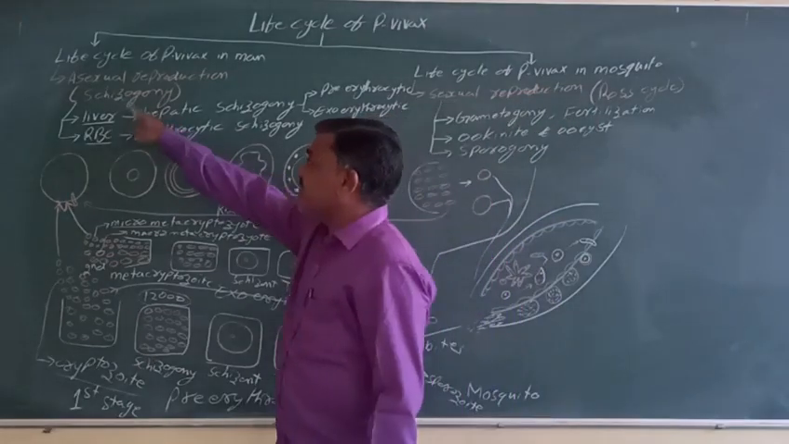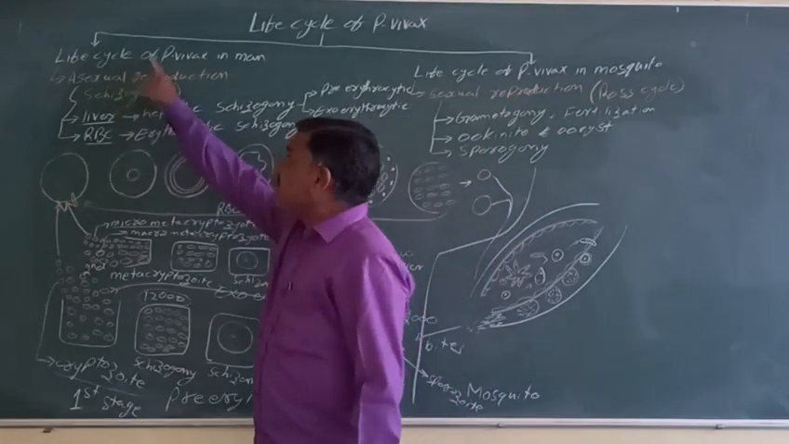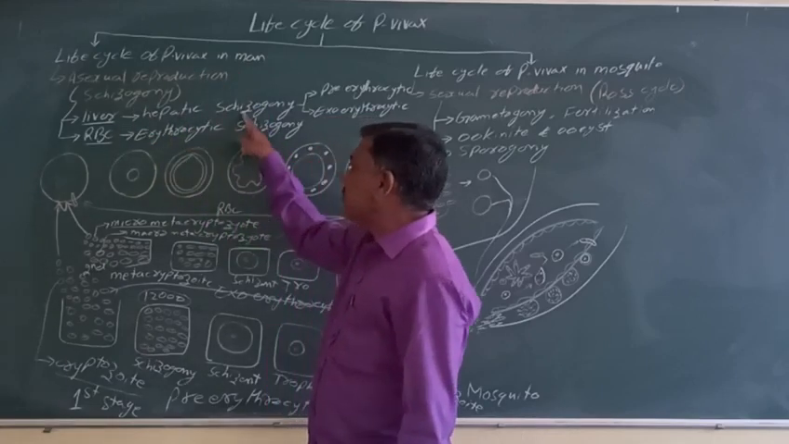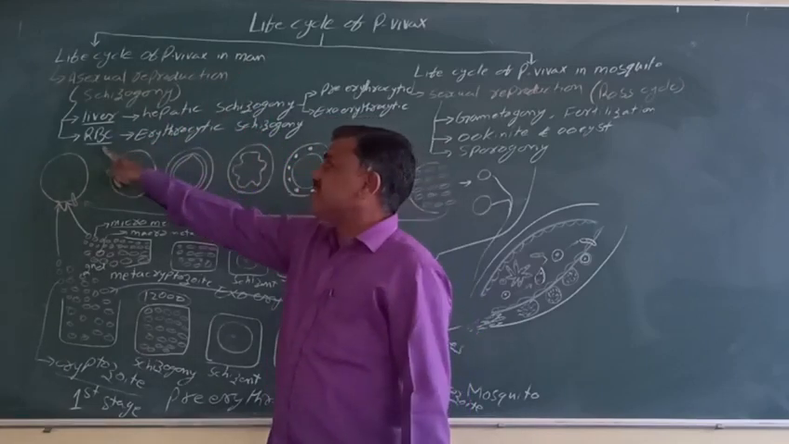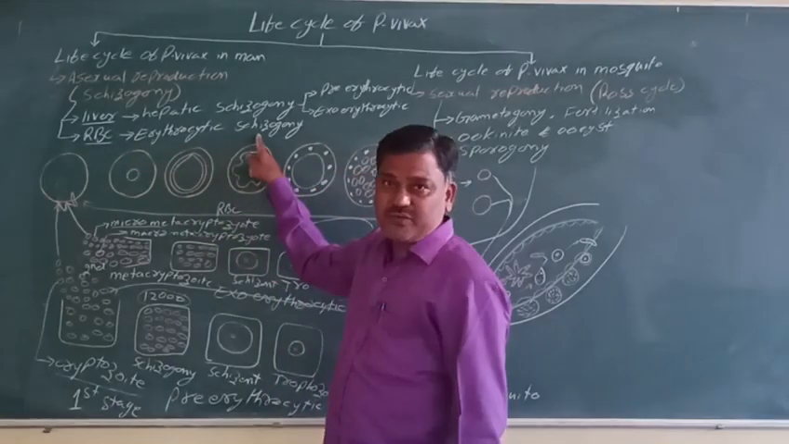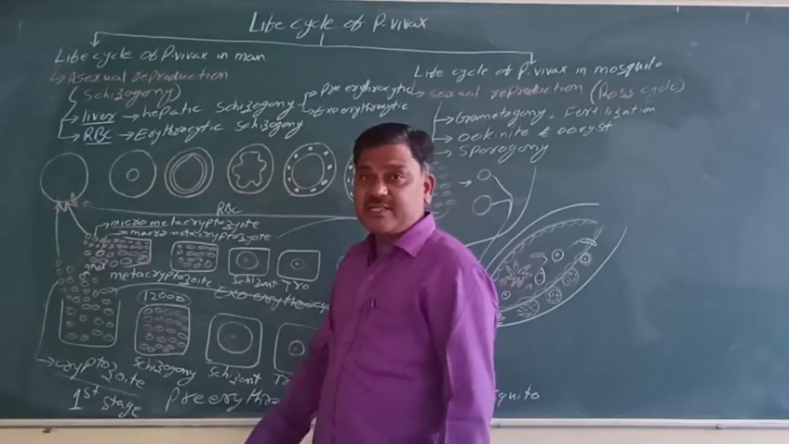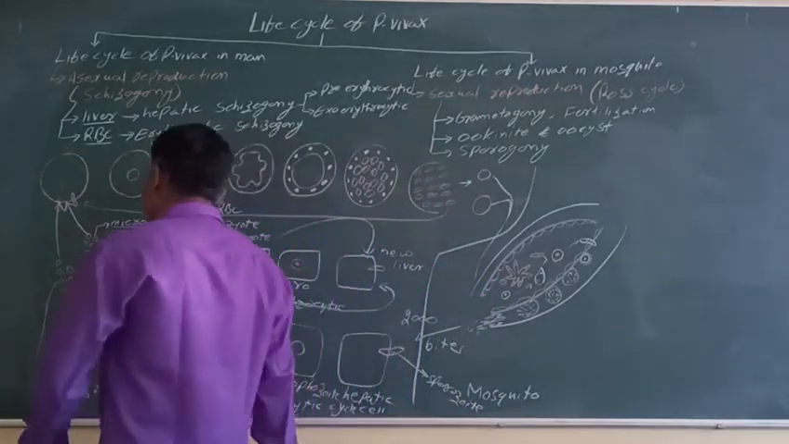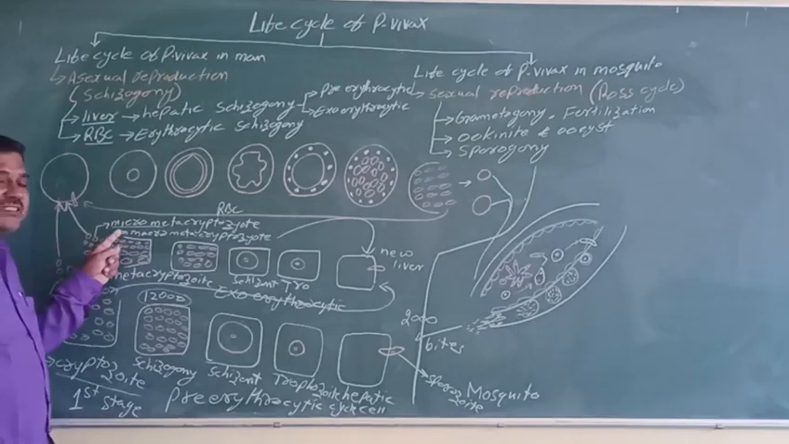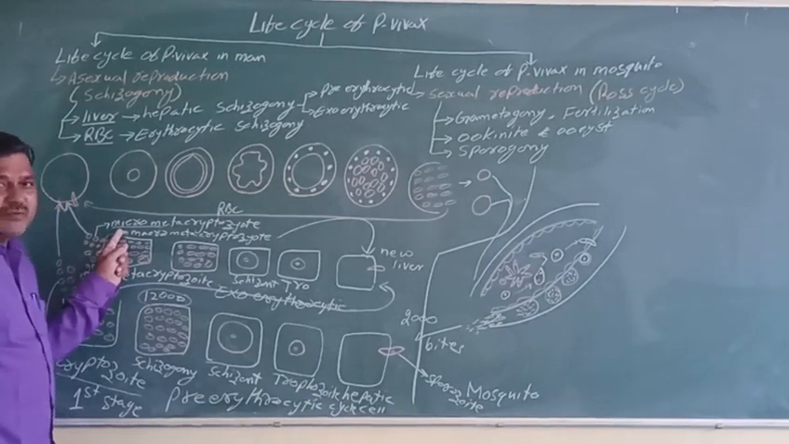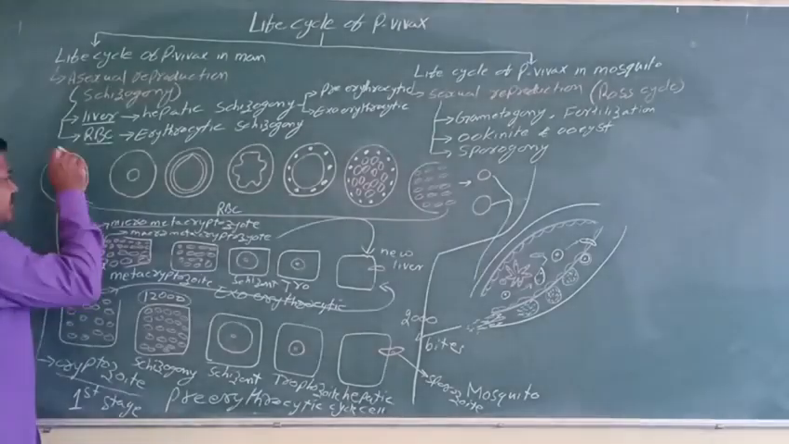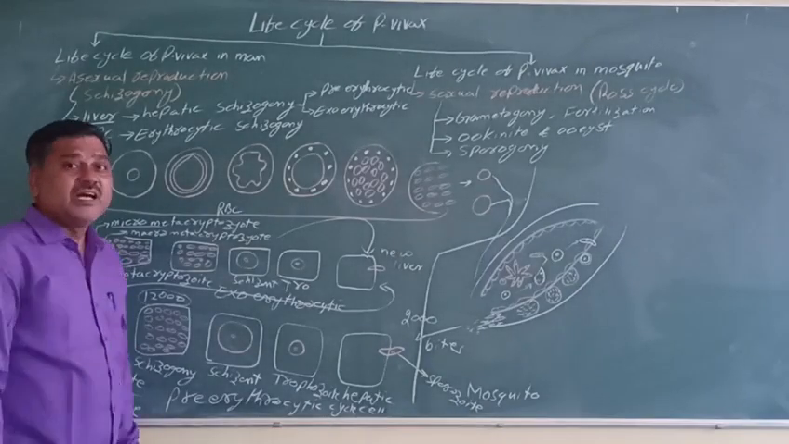Now the next cycle, that is the life cycle of Plasmodium in man. Hepatic schizogony is completed. Next is the RBC phase, that is erythrocytic schizogony. From the liver, these cryptozoites and micro-cryptozoites enter into blood vessels and they affect the RBC.